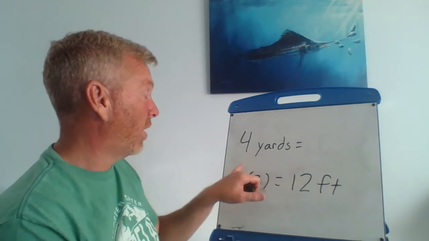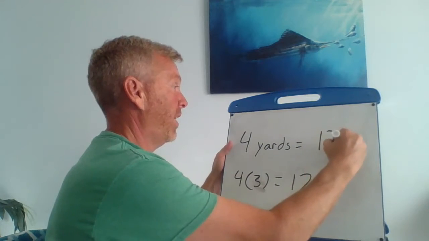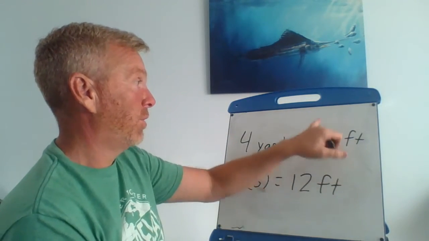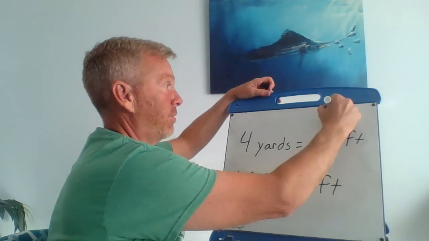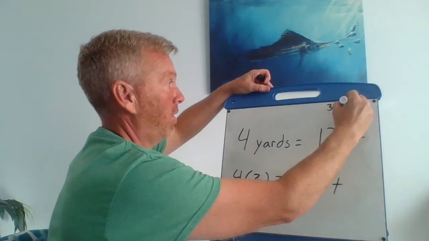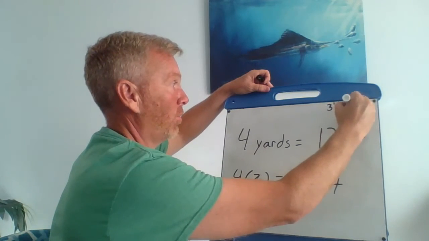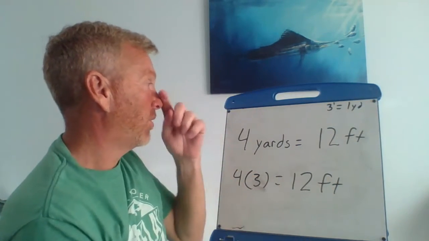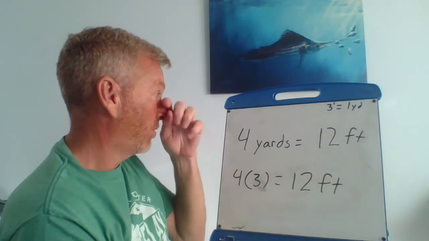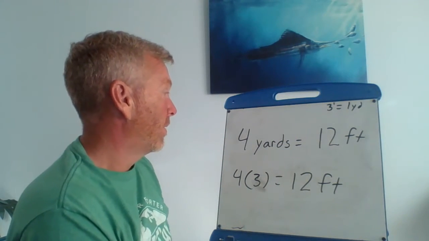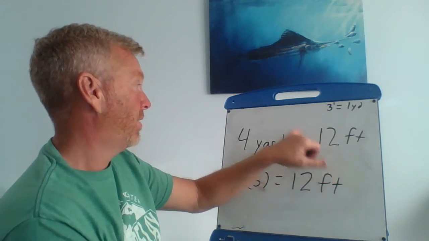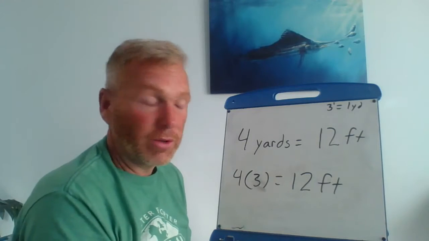If we wanted to go back the other way, if we have 12 feet, then we can use division. We know that 3 feet equals 1 yard. So then we can go the other way. We could use division to go back the other way. 12 feet divided by 3 feet gives us the 4 yards.